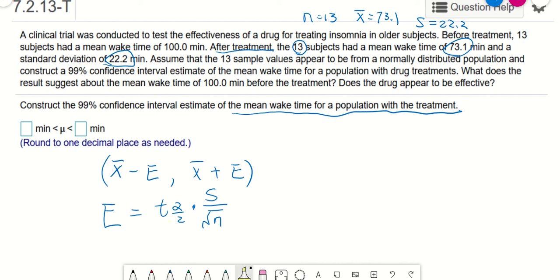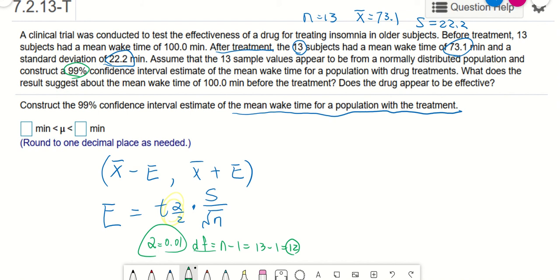First, let's try to find this t alpha over 2. To find the t alpha over 2, first you have to know alpha, and another thing you need to know is degree of freedom, right? Degree of freedom here is n minus 1, which is 13 minus 1, which is 12. Okay, we got degree of freedom. What is this alpha? Well, the alpha is 1 minus the confidence level. Our confidence level is 99%, so our alpha should be 0.01.